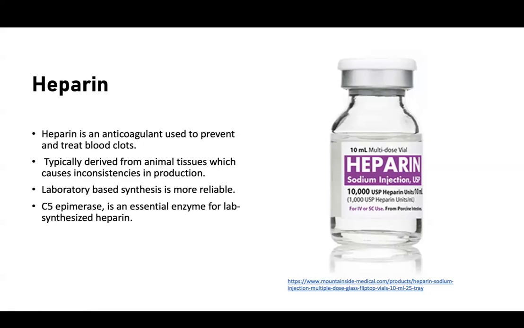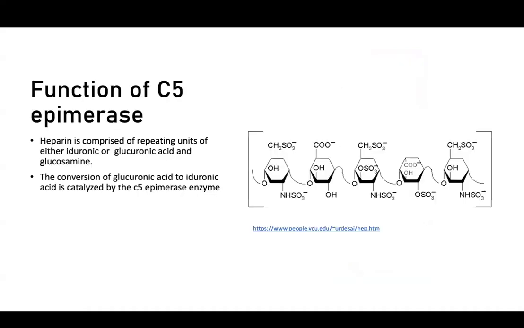A more reliable and perhaps safer approach is laboratory-based heparin synthesis, which reduces risks of contamination and is comparably less variable in its availability. This procedure, however, requires C5 epimerase as well as other enzymes to complete its biosynthetic pathway. Now let's talk about why that is.